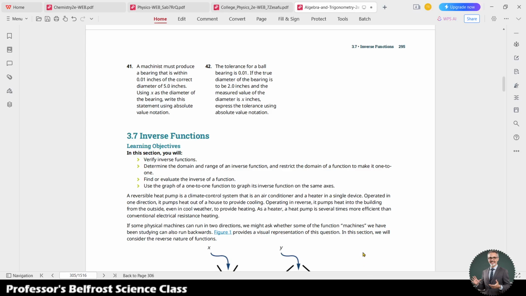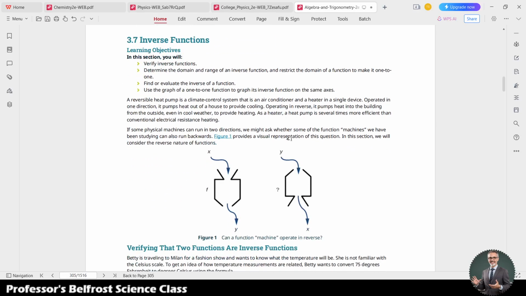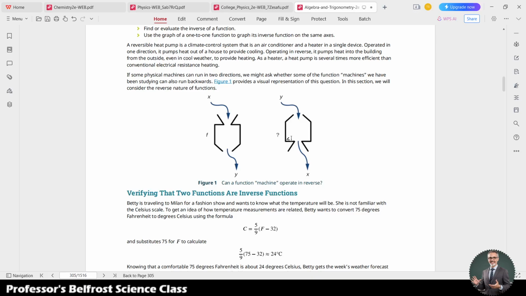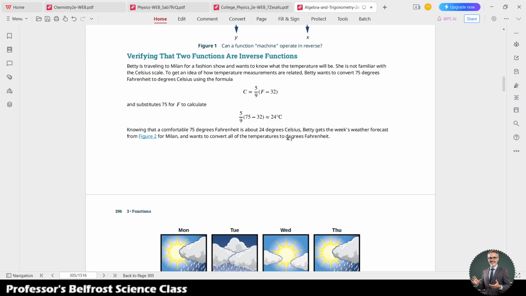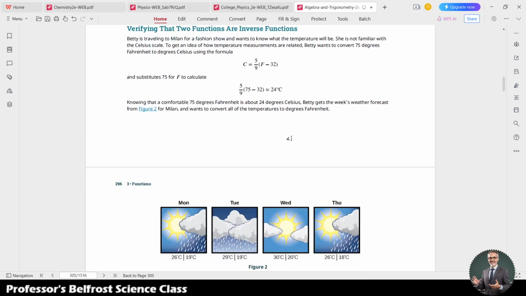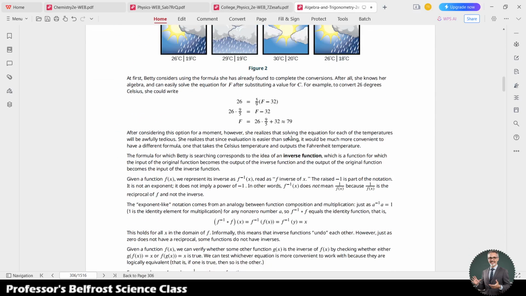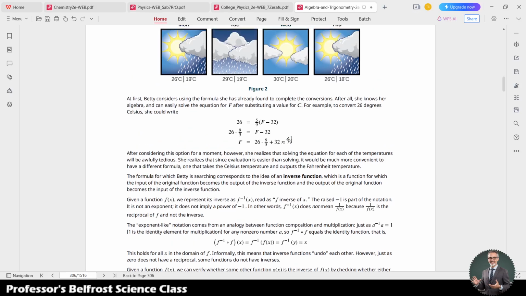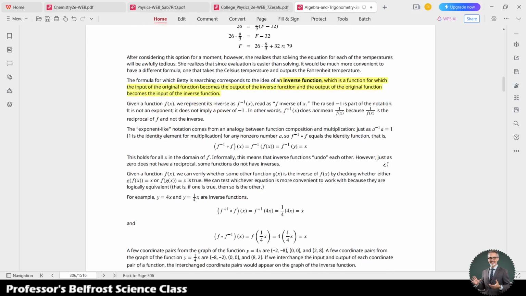The last topic, I think, is inverse functions. So we first learned how to verify that two functions are inverse functions. Okay, so an inverse function is a function for which the input of the original function becomes the output of the inverse function. The output of the original function becomes the input of the inverse function.